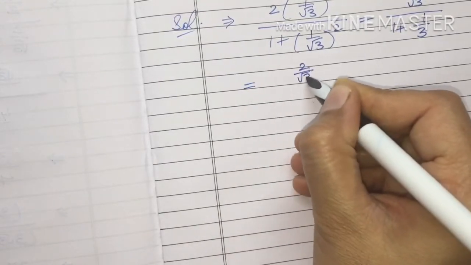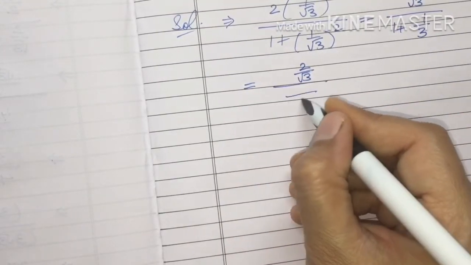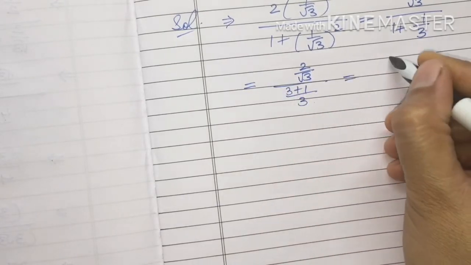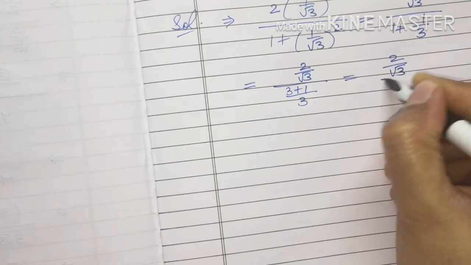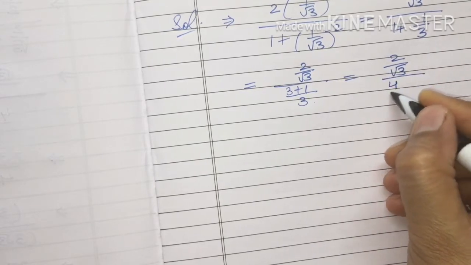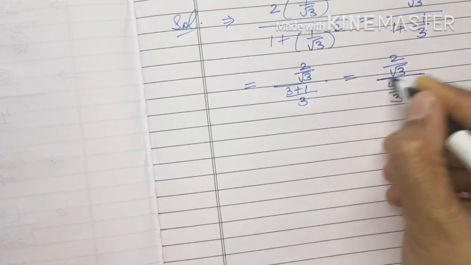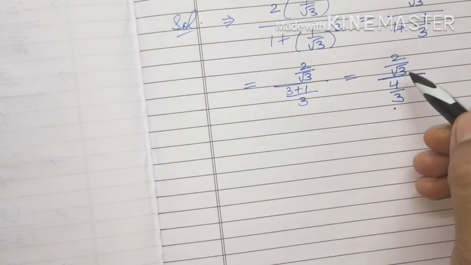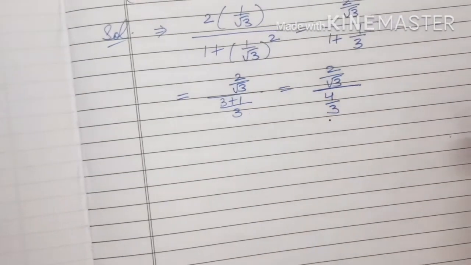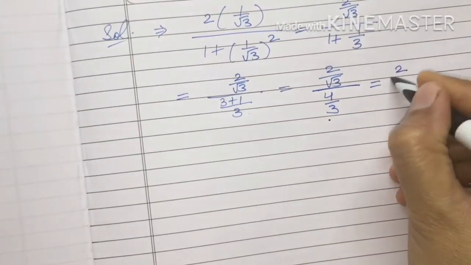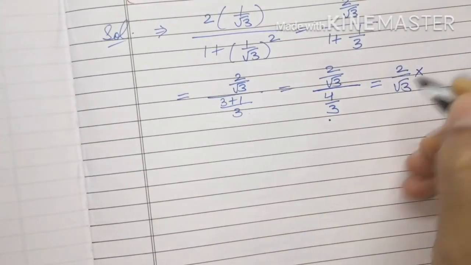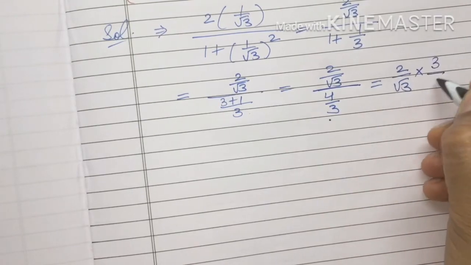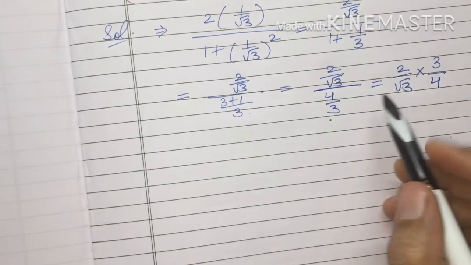2 upon root 3 in the numerator, and it will be 3 in the denominator, 3 plus 1. So it will be 2 upon root 3, and in the denominator 4 upon 3, with 2 upon 3 in the numerator. So how will we solve that? 2 upon root 3, and this part will go up and we will take the reciprocal. 3 will go up and 4 will go down.